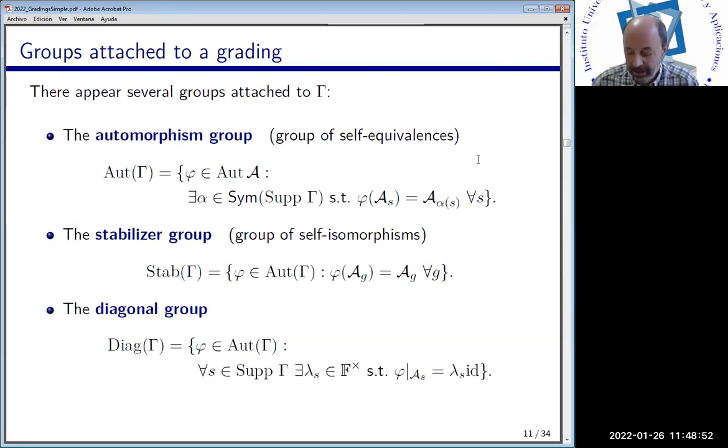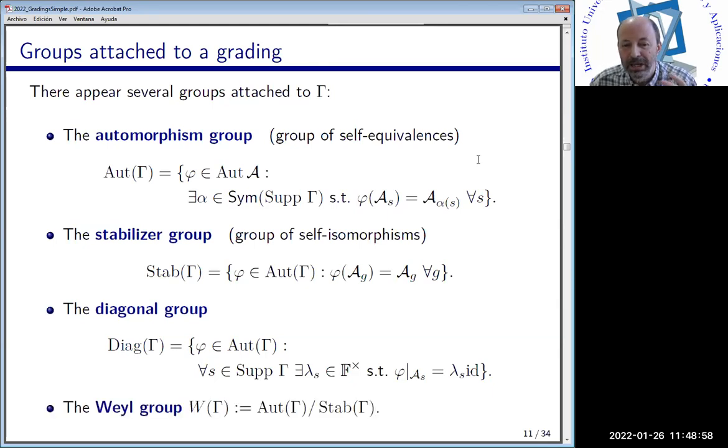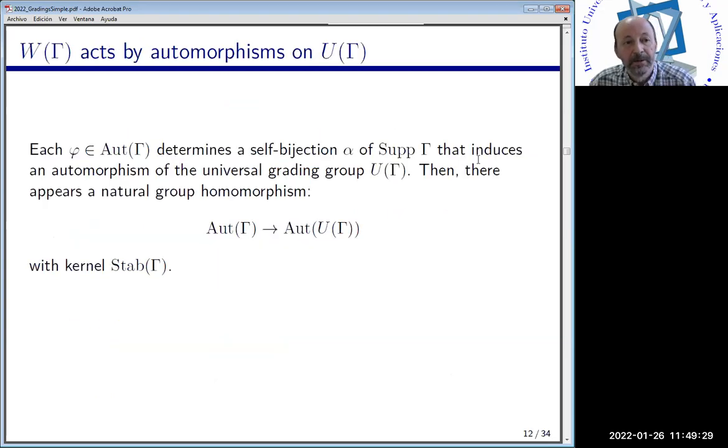Okay. And the last group is the quotient of the automorphism group modulo the stabilizer group, and this is called the Weyl group because, well, for Lie algebras with the root space decomposition, if there are no outer automorphisms of the algebra, then what we get, if we consider the root space decomposition, is the classical Weyl group. Okay, and all these become invariants of any grading. So all these appear in this paper by Patera and Zassenhaus.